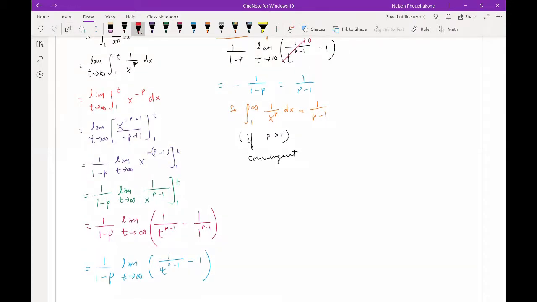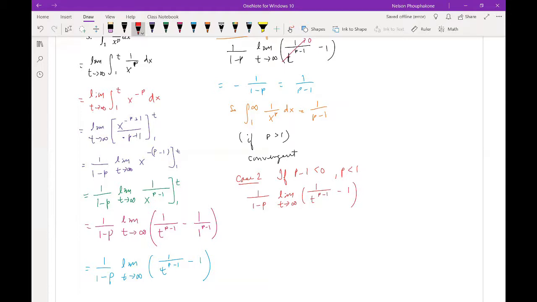Okay, and now case number 2. How about if I have p minus 1 is less than 0? In other words, p is less than 1. Then, in this case, we will have 1 over 1 minus p, the limit as t goes to infinity of 1 minus t to the power p minus 1, minus 1.